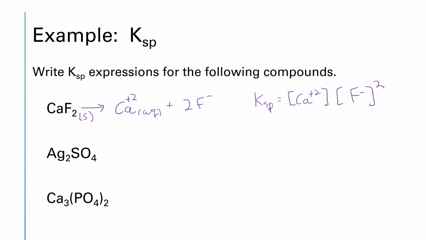Now, what I'd like for you to do next is to write the equations and then the KSP expression for silver sulfate and for calcium phosphate. So pause this video, write those out, and then as soon as you have them written out, restart the video.